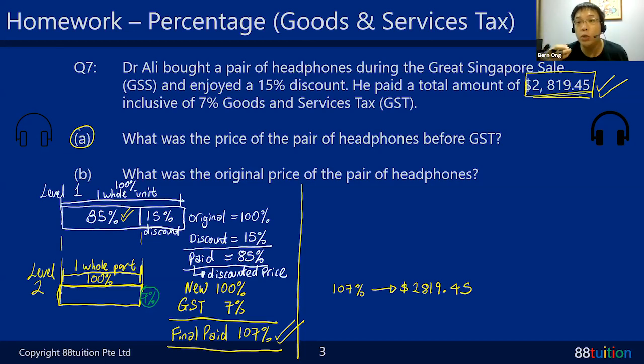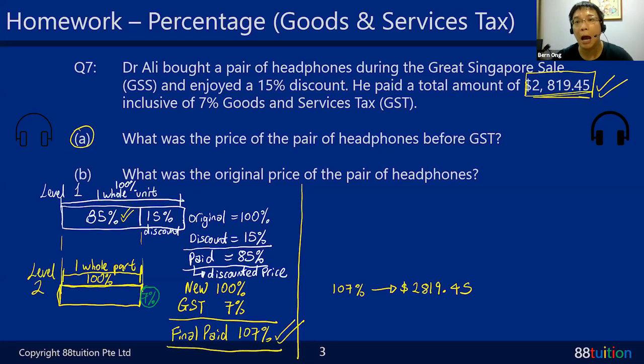You have to understand which part of the clues the question gives you. So always have this thinking. Original price minus the discount is the amount that I have to pay. The amount I have to pay is called the discounted price. First level, done. Second level, this discounted price becomes the new 100%. After that, there's a 7% GST being charged.